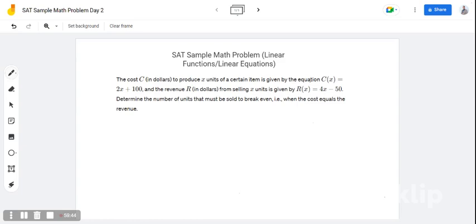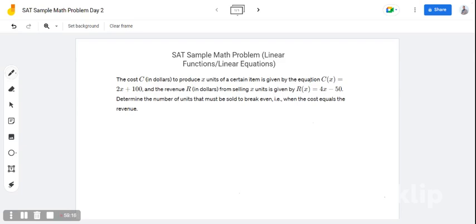It says the cost C in dollars to produce x units of a certain item is given by the equation C(x) = 2x + 100, and the revenue R in dollars from selling x units is given by R(x) = 4x - 50. Determine the number of units that must be sold to break even. And they give us a hint: the break-even point will happen when the cost equals the revenue.